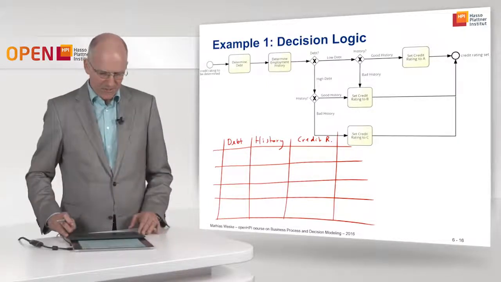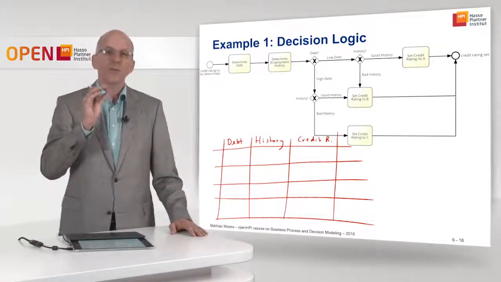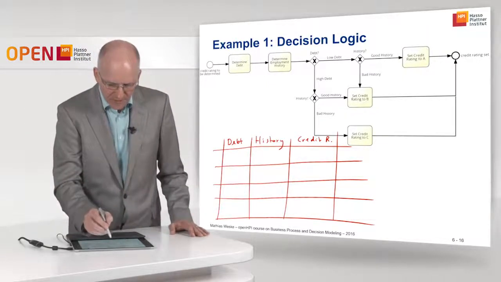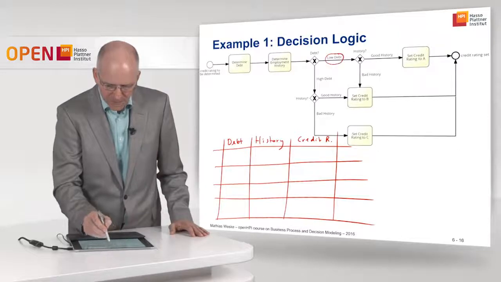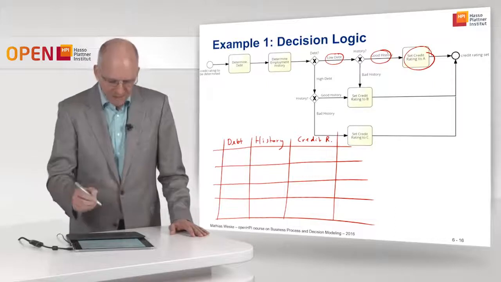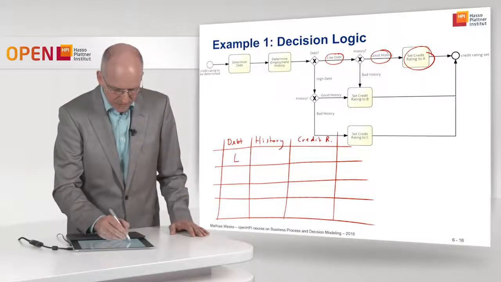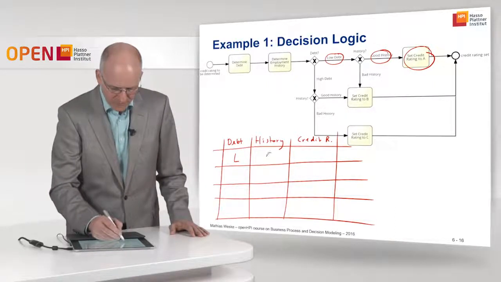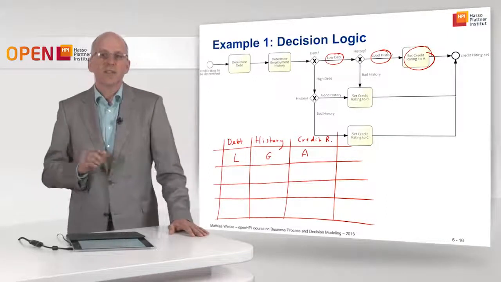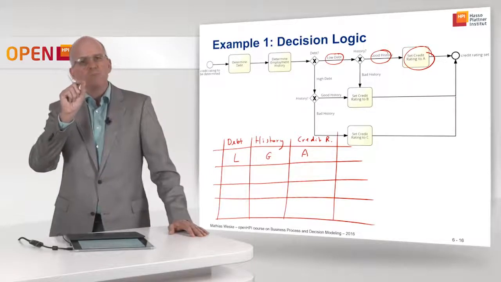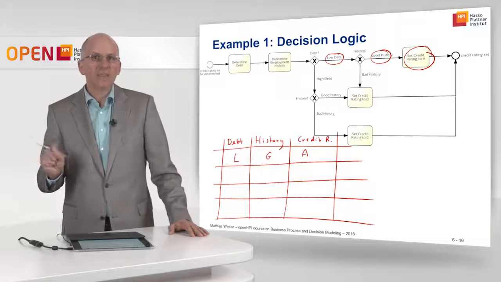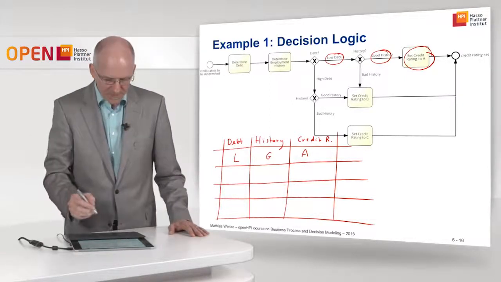And now we can try to think about how the input is related to the output. So when the debt is low and the history is good, I come up with credit rating A. So this one branch in the process can be represented by this one line in the decision table.